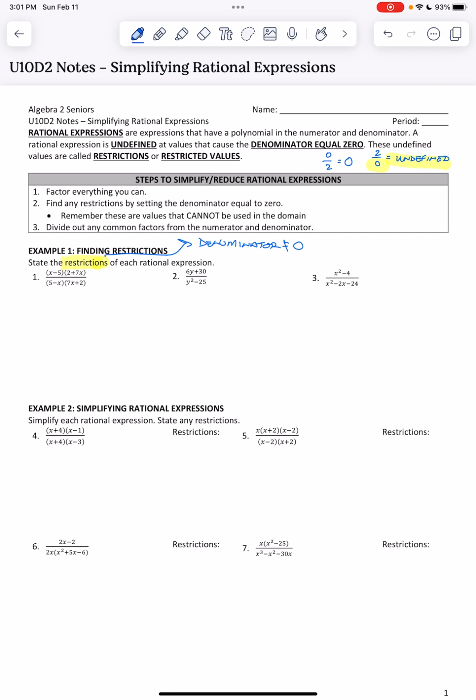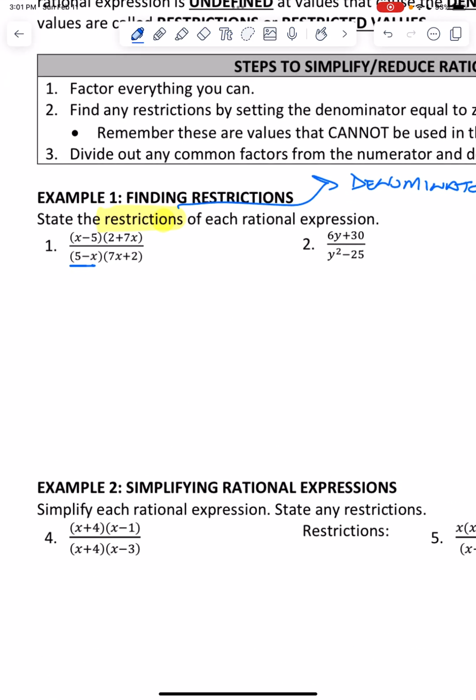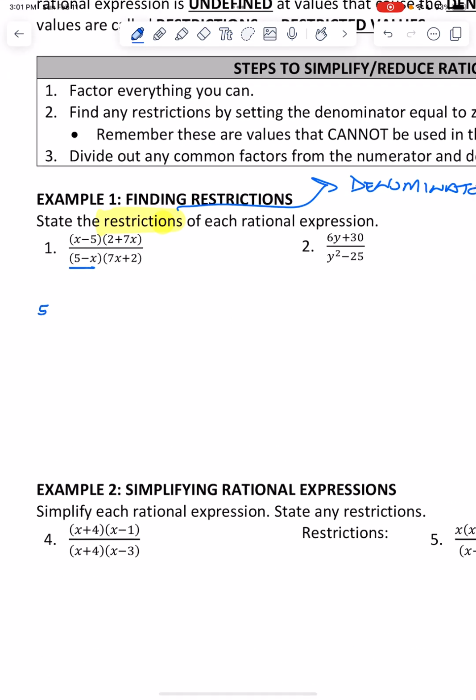So to state the restrictions here, we're going to take each factor in the denominator. So we're going to take this 5 minus x, and we're going to say that cannot equal 0. And then we're going to take this 7x plus 2 and say that cannot equal 0. Okay? And then we're going to solve these two things, and these are our two restrictions. So for this guy, we can just add this x over and say 5 cannot equal x, or x cannot equal 5, right?